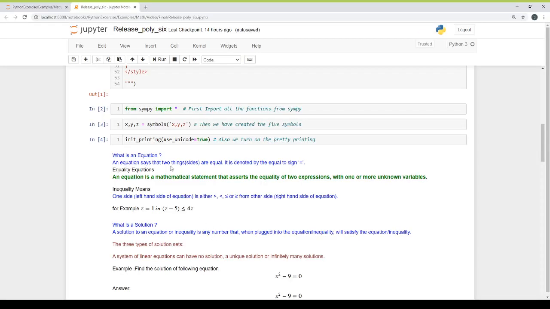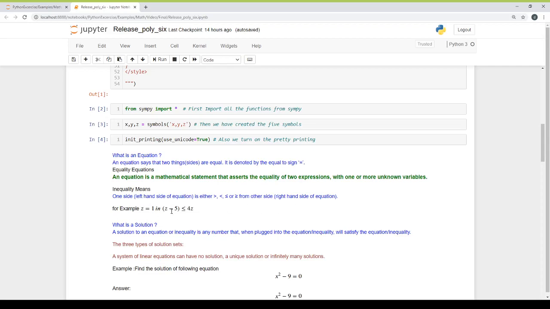An equation says that two things are equal. It is denoted by the equal sign. Or, an equation is a mathematical statement that asserts the inequality or equality of two expressions with one or more unknown variables. One-sided inequality means one side is either greater than, less than, or greater than or equal to the other side. One side is known as the left hand side and the other side is the right hand side.